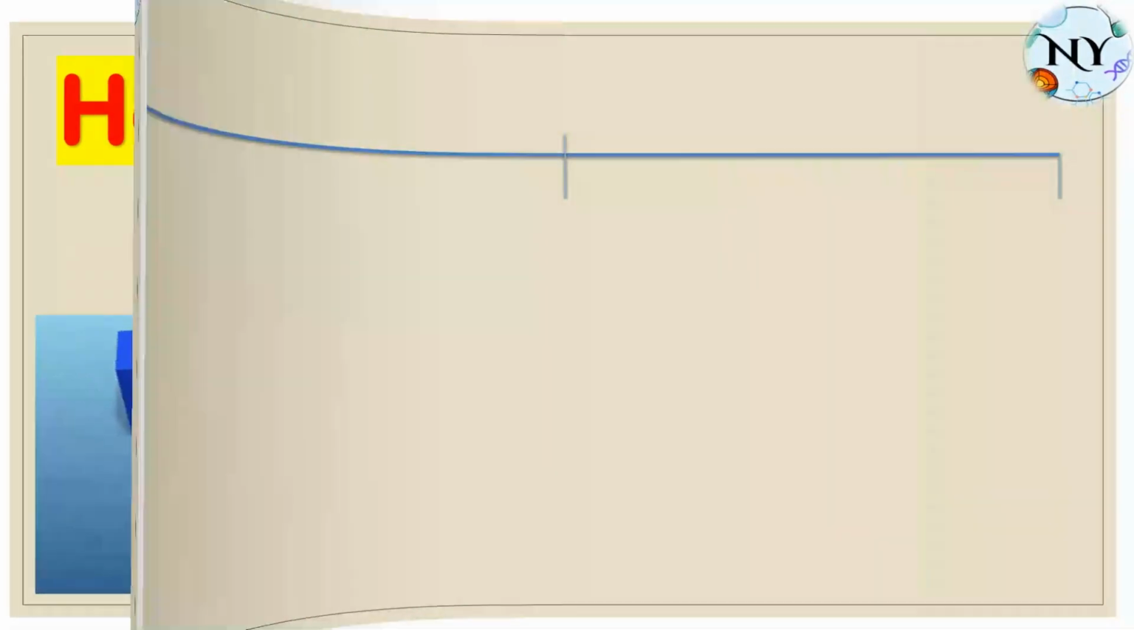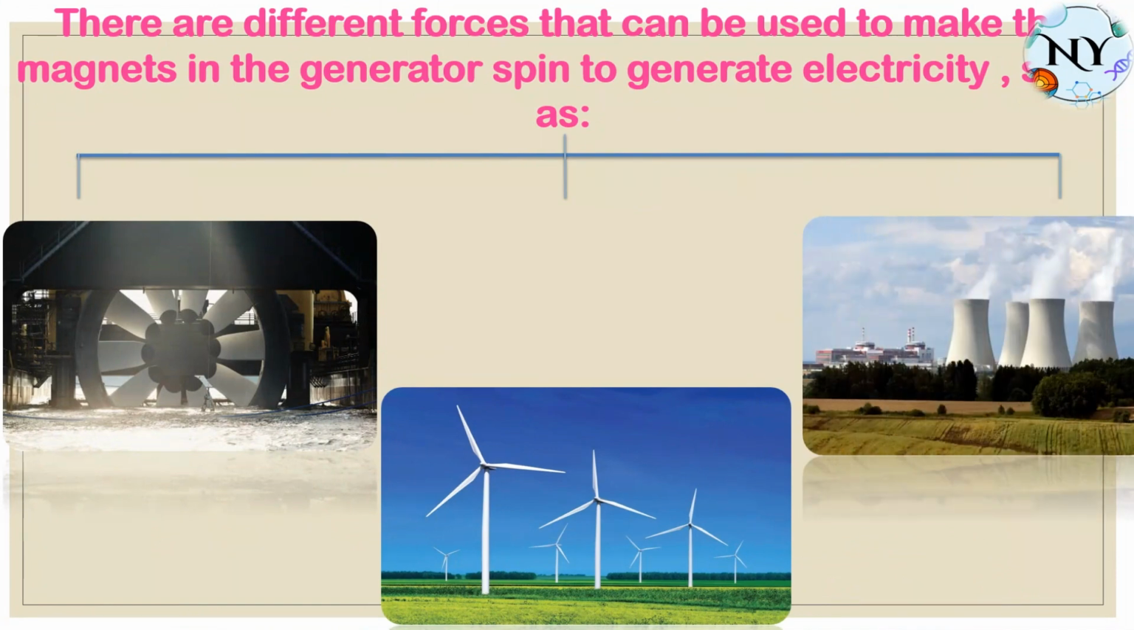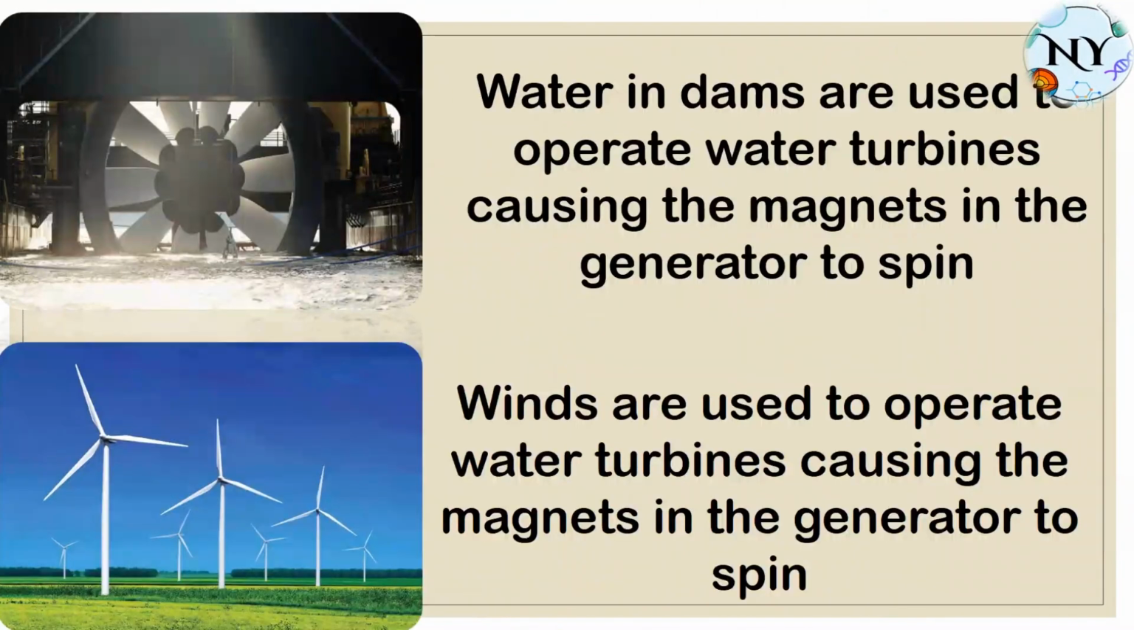We have three different ways to keep the magnet moving. The first way is by water in dams, the second way is by wind turbines, and the third way is by burning different sources of fuel. So here, the first way is water in dams. We use water in dams to operate water turbines, causing the magnets in the generator to move.